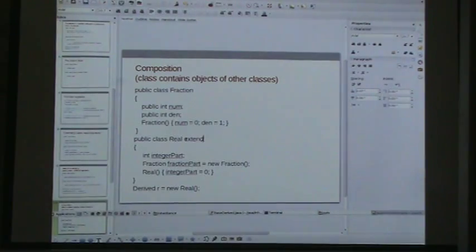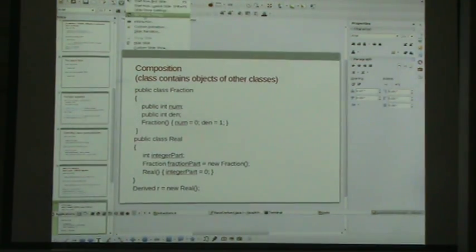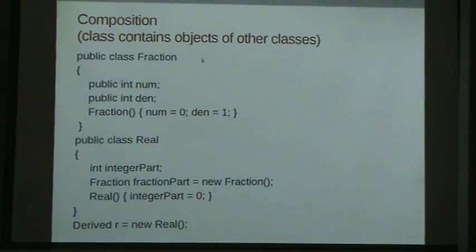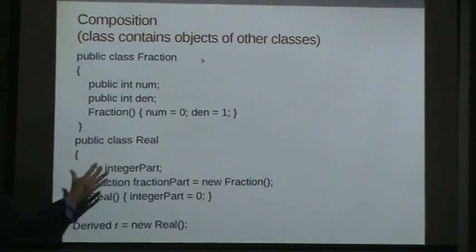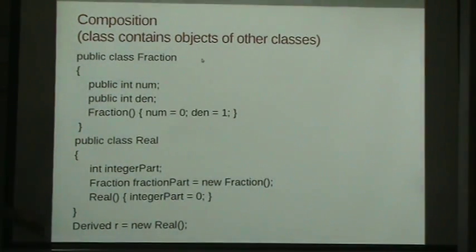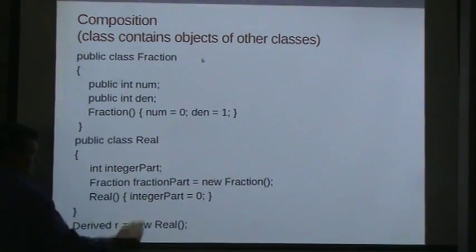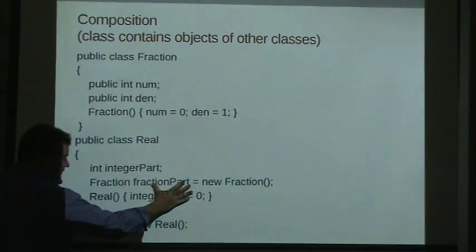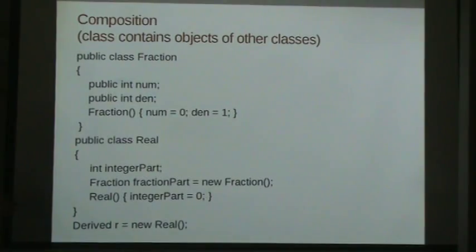Oh, no, sorry, it doesn't extend, it's composed, I'm sorry about that. This was fine the way it was. Okay. So real is a class that does not extend fraction, but it's made up of a fraction. So we have an integer part, and we have a fraction part. So like 3.5 could be a real number.